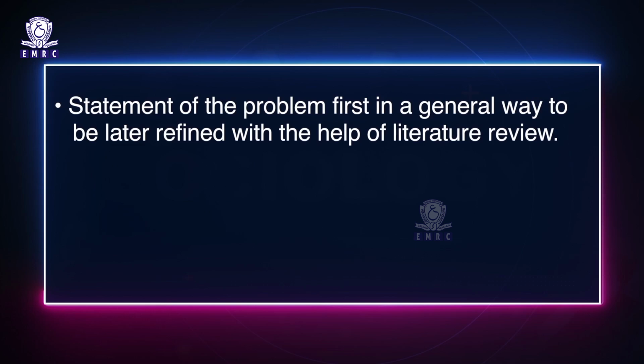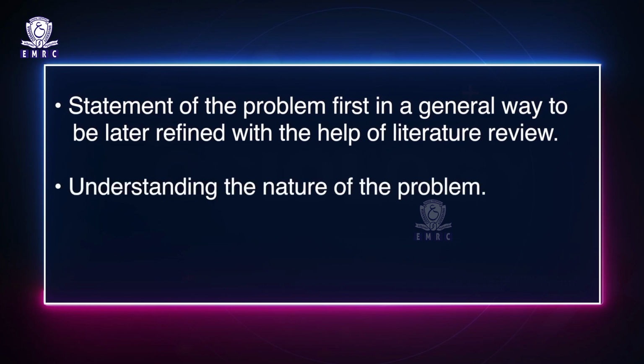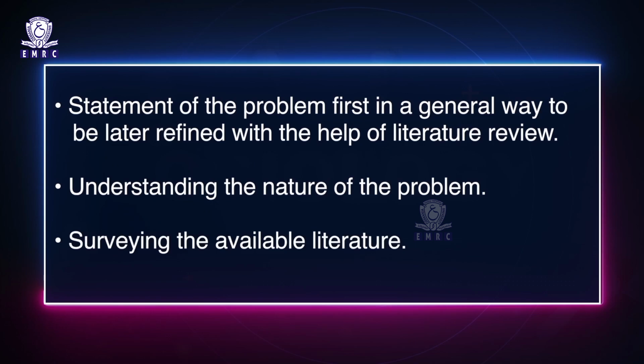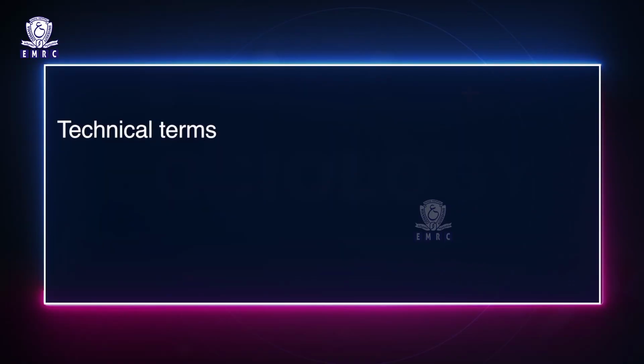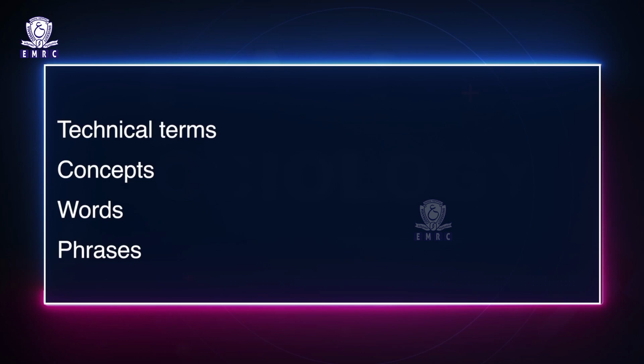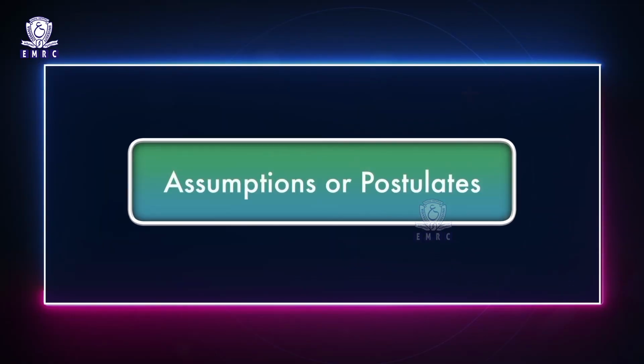The different steps to be followed while defining the research problem therefore are: statement of the problem, first in a general way, to be later refined with the help of literature review; understanding the nature of the problem and surveying the available literature. While defining research problem, technical terms, concepts, words and phrases used in research problem should be explicitly defined. The basic assumptions or postulates relating to the research problem need to be clearly stated. A clear and specific statement of the investigation should be provided. The time period required, scope of the study including its limitations, the sources of data must be explicitly mentioned.